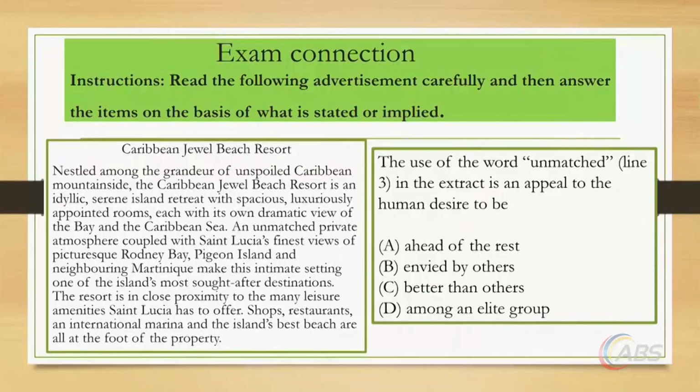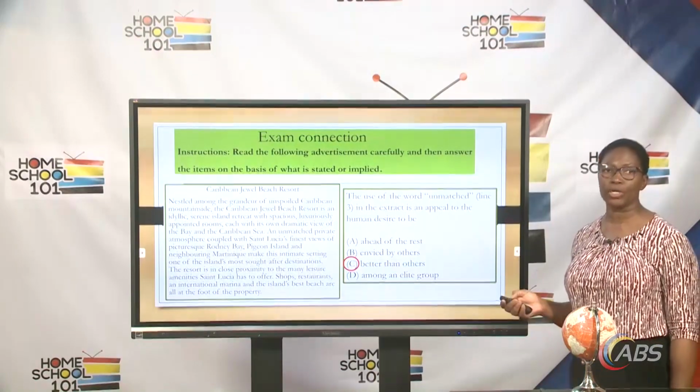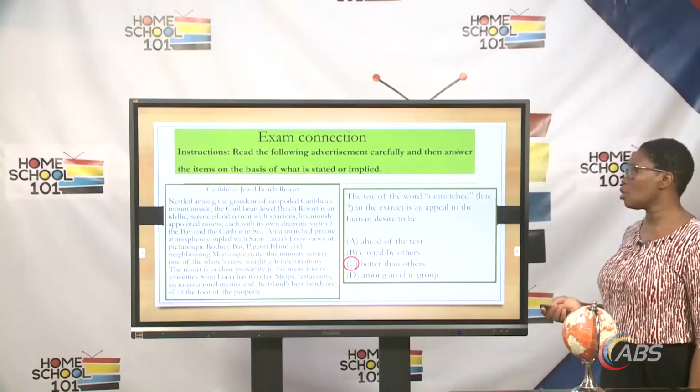The use of the word unmatched, that is line 3. Okay, unmatched is now in line 5, sorry, unmatched private. Now if something is unmatched, it means that there's nothing that is equal to it. So that means that it is better than others. But remember, you should always read all the options. In the interest of time, we're going to just identify the answers here, but in the exam, make sure you read all the options before selecting your response.